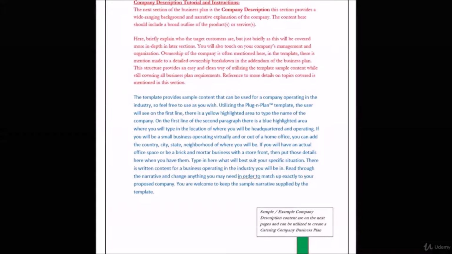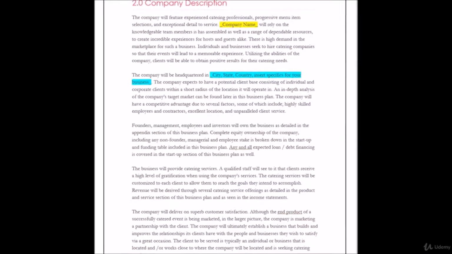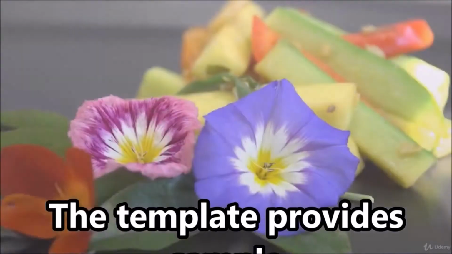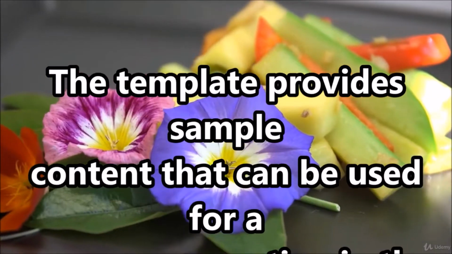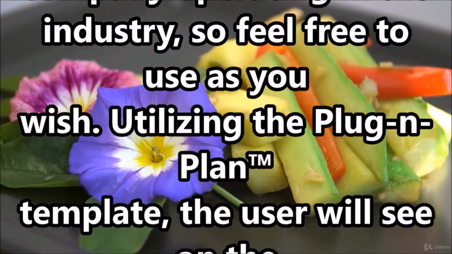Utilizing the Plug and Plan template, the user will see on the first line there is a yellow highlighted area to type the name of the company. In the second paragraph, there is a blue highlighted area where users will type in the location of where they will be headquartered and operating.